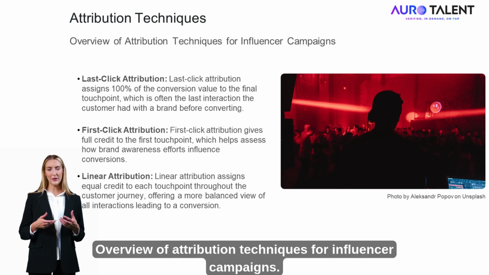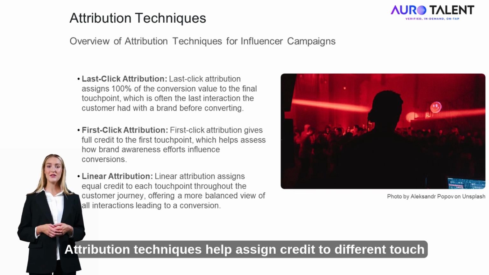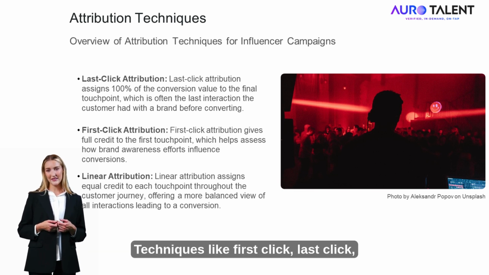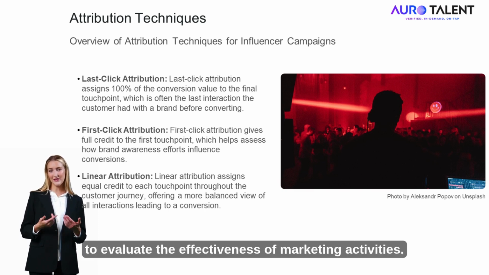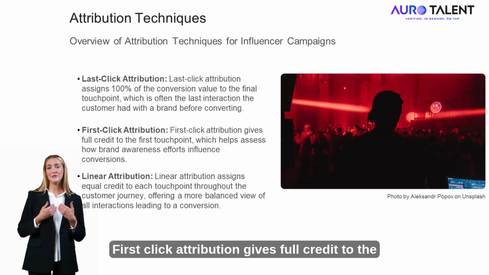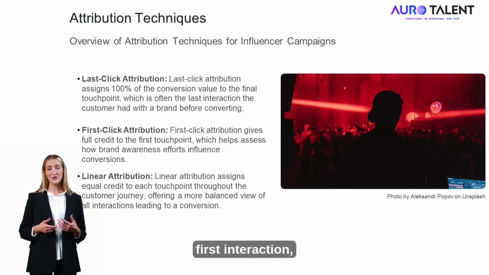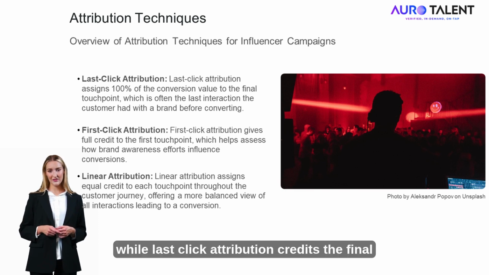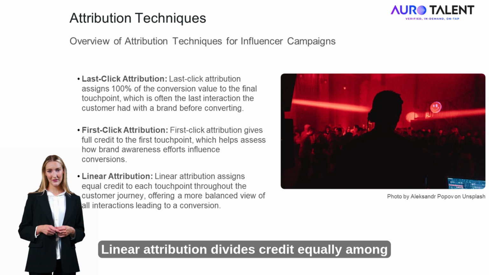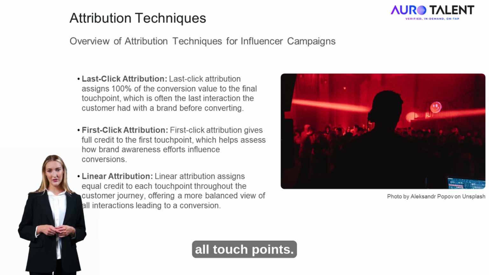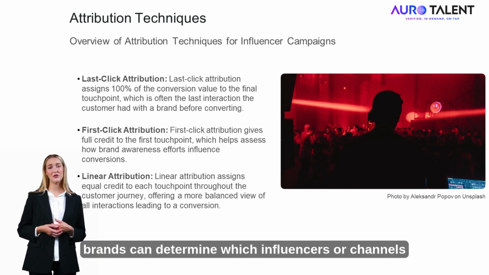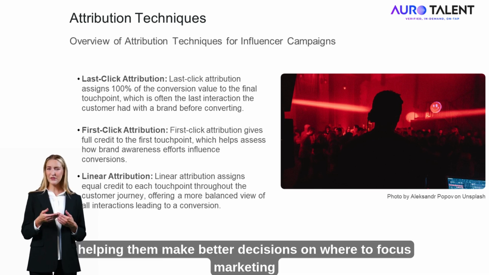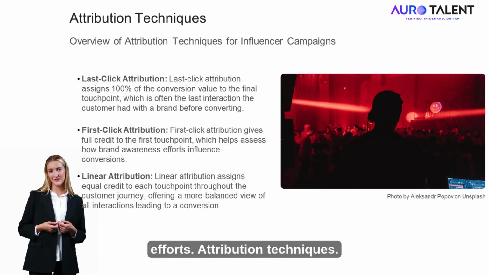Attribution techniques. Overview of attribution techniques for influencer campaigns. Attribution techniques help assign credit to different touchpoints along the customer journey. Techniques like first click, last click, and linear attribution are commonly used to evaluate the effectiveness of marketing activities. First-click attribution gives full credit to the first interaction, while last-click attribution credits the final interaction before conversion. Linear attribution divides credit equally among all touchpoints. By using the right attribution model, brands can determine which influencers or channels are contributing most to conversions, helping them make better decisions on where to focus marketing efforts.